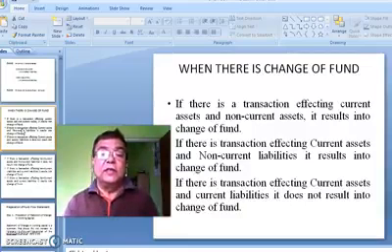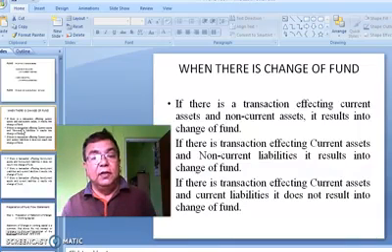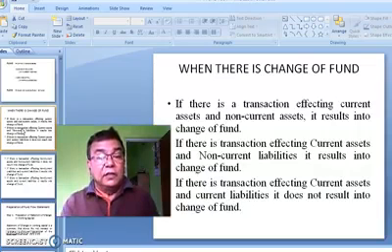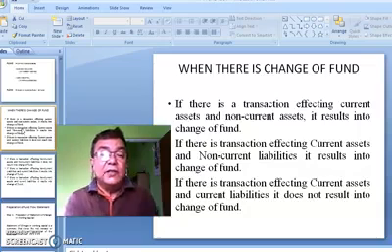Similarly, if there is a transaction affecting current assets and non-current liabilities, it is the same thing. One side is current assets, which is a component of working capital, and the other side is non-current liability, which is not a component of working capital. So obviously it would result in a change of fund.